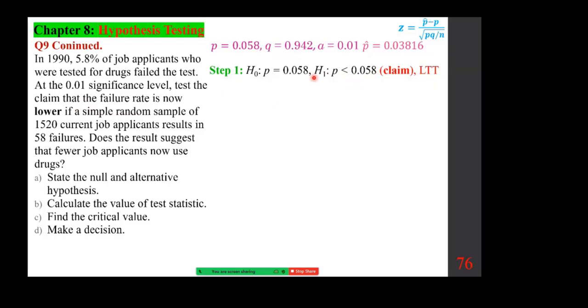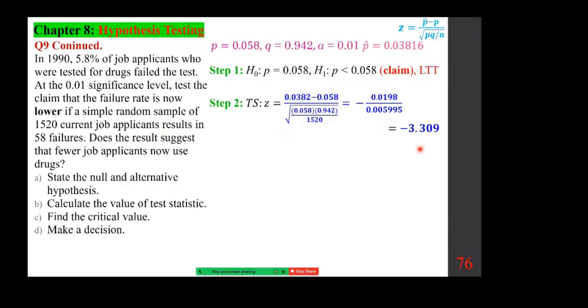The second step is to calculate the test statistic. So we go through the process. We already have everything we want. So we want p hat, we want p, and then the square root of pq over n. We use a calculator. We end up with negative 3.309. That is the test statistic.